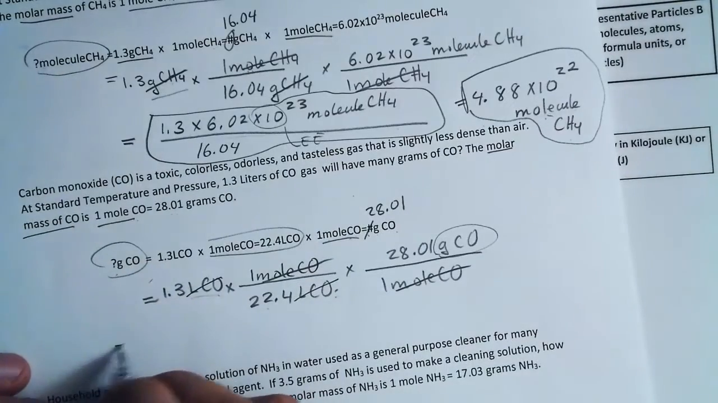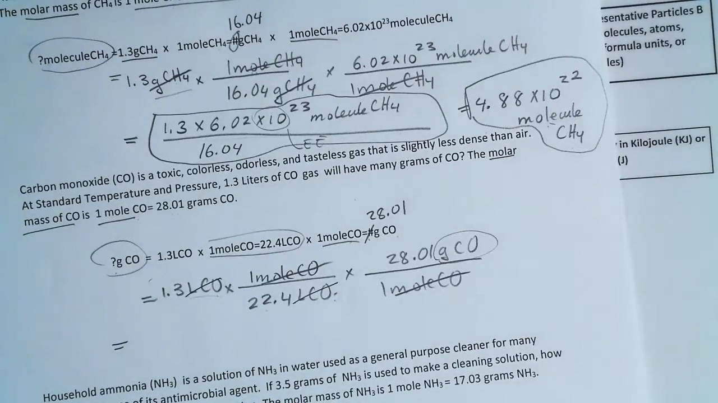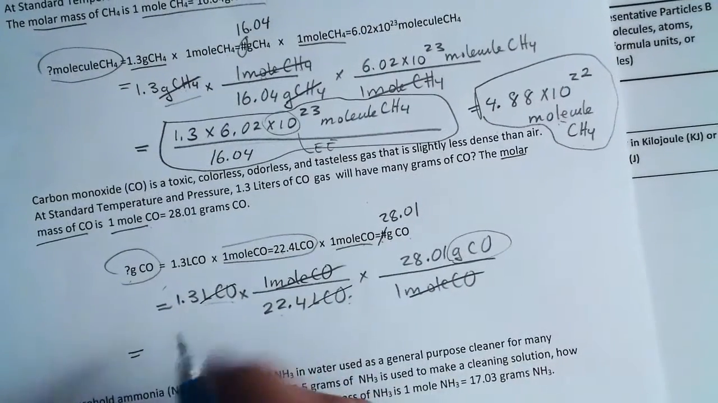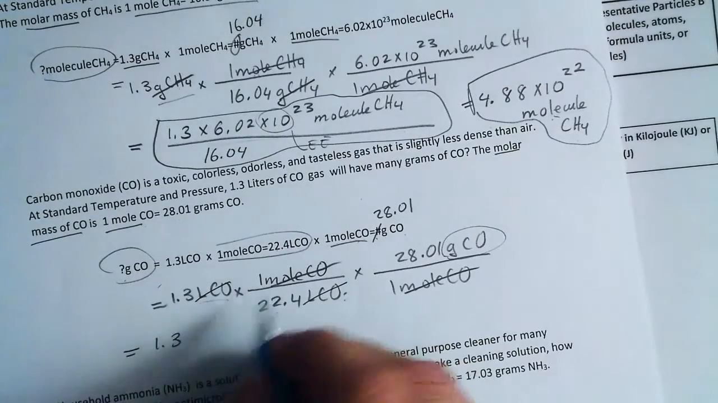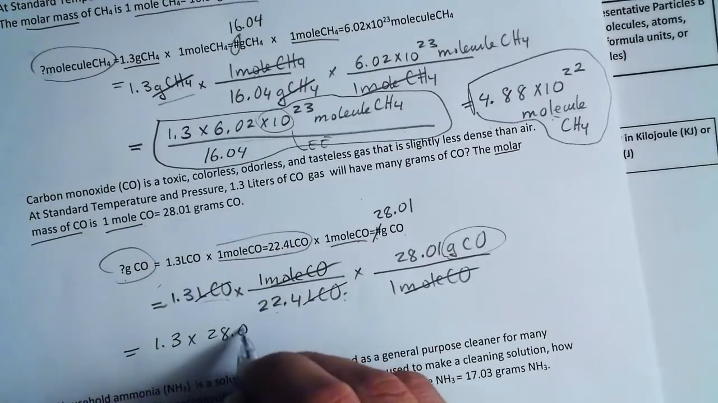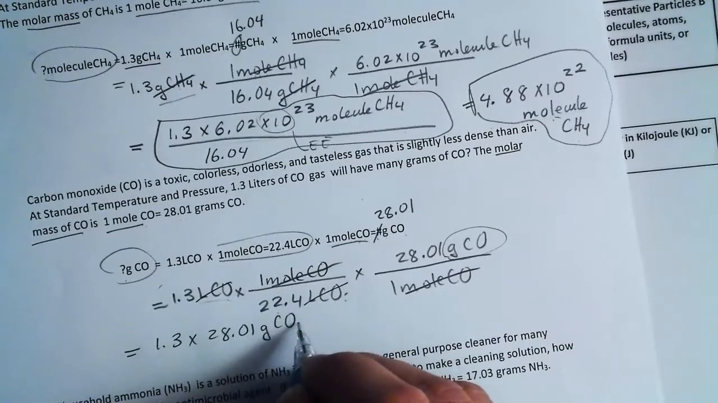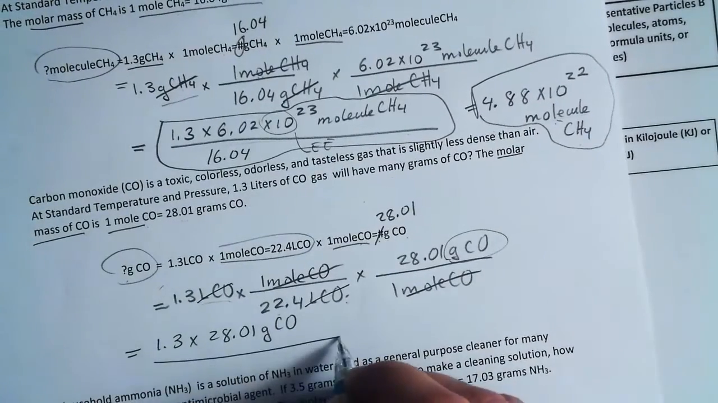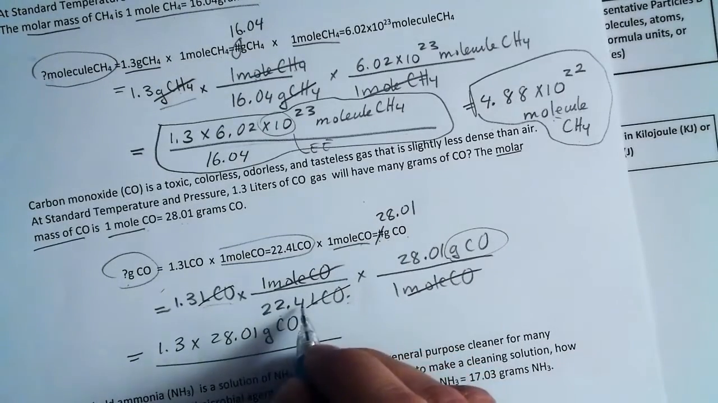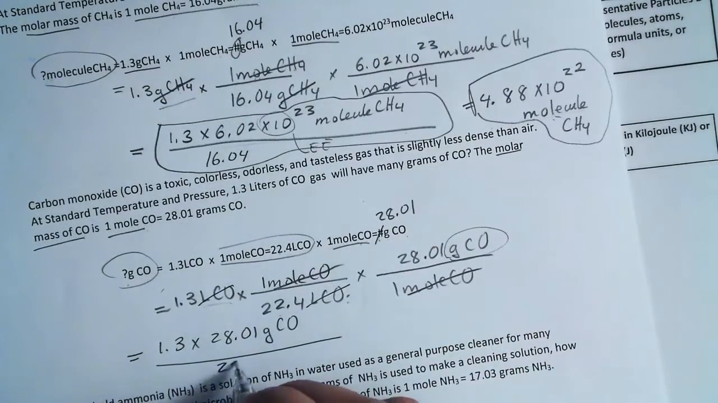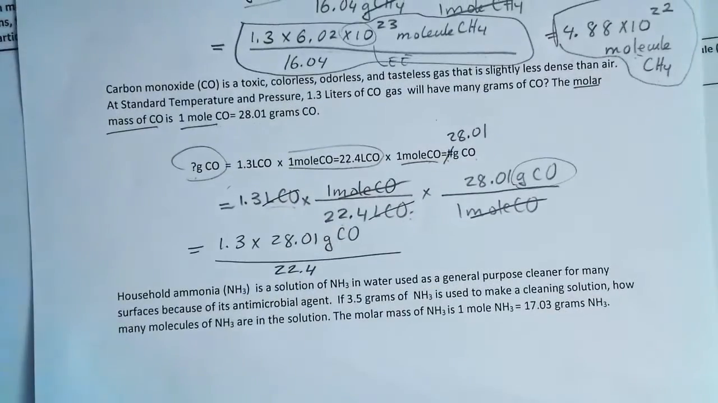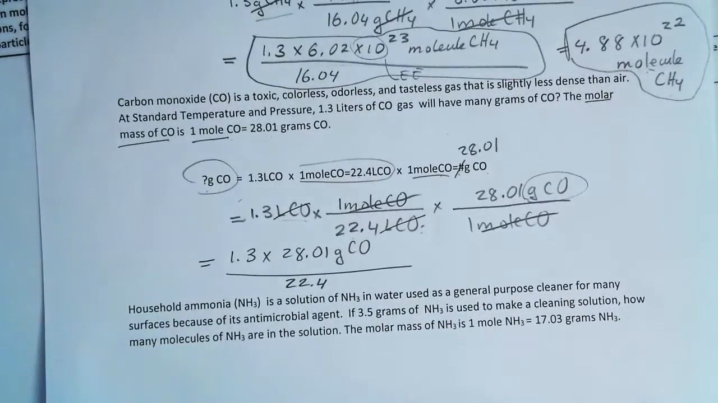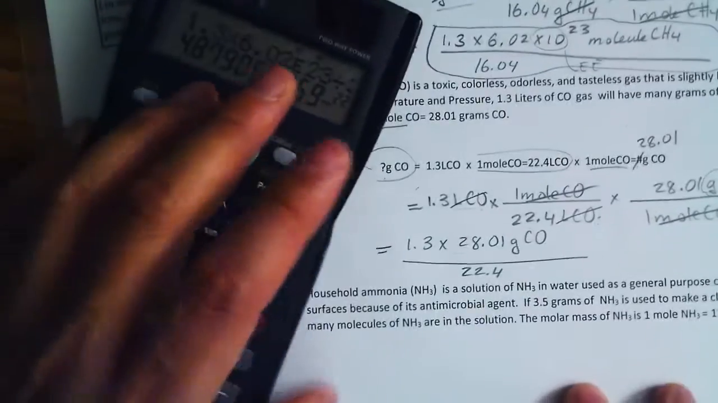Now let's rewrite this with everything on top multiplied together, and divide everything on the bottom. Ignore the ones, of course. So we have 1.3 times 1, we can ignore that, times 28.01 grams of CO. And then divide everything on the bottom, which is 22.4, times 1, which we can ignore. So 22.4. And there we go. We have our final answer. Isn't that nice? And if we want to plug this into a calculator, let's plug this into a calculator. It's not that bad.